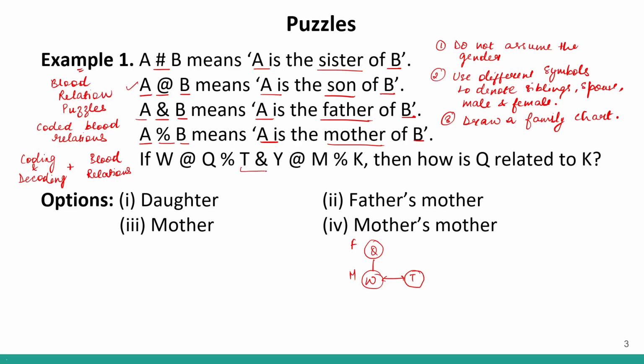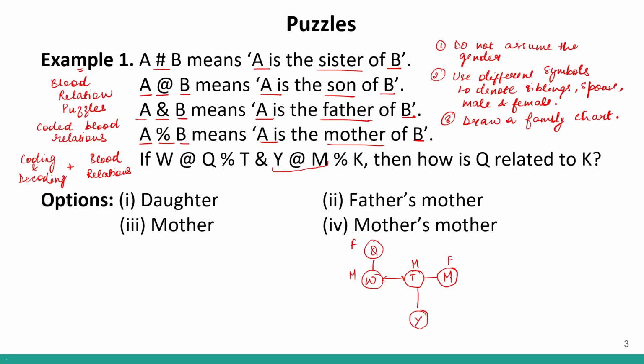Moving forward, T and Y means T is the father of Y. So if T is the father of Y, T will have a child Y, and T will be male. But the gender of the child is unknown. Correct? Moving forward, Y@M means Y is the son of M. So if Y is the son of T and Y is the son of M also, that means T and M are married together. T and M are the parents of Y. And if T is male, that means M is female. Correct?